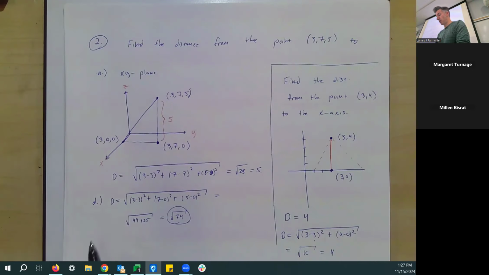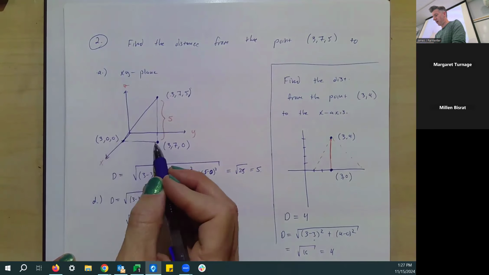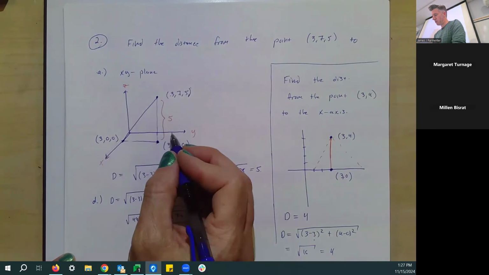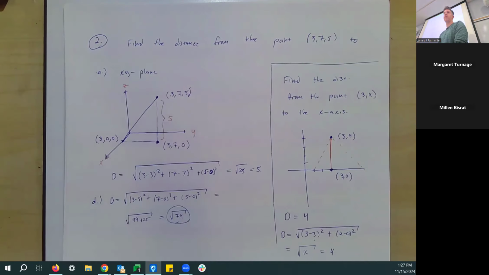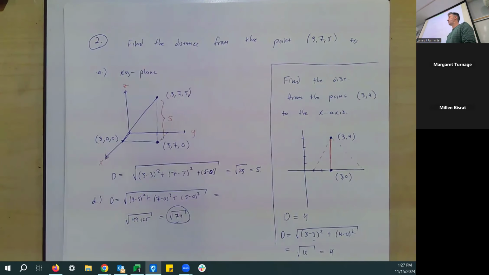Definitely drawing the picture here made it easier to see that x is 3, and y and z are both 0 here. Or over here, x is 3 and y is 7 and the z coordinate's 5. Or I mean 0. Apologies. So I think drawing a picture for these is a good idea.